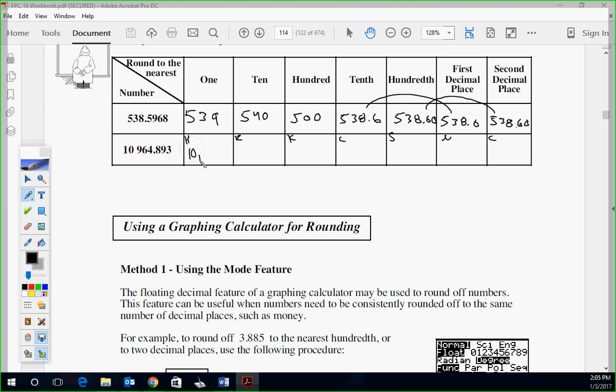10,965, good. 10,965. Okay, 10,960, good. Okay, Kyle, hundreds. Yeah, 11,000, we have to move it over 1. So this rounds up to 0, which bumps the 1 over, good. 10,964.9, good.